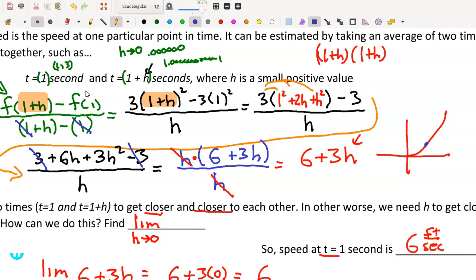So the best way to find what's happening immediately right now is to pick the 2 points that are the closest possible to each other that could physically be. And that was accomplished using a limit.